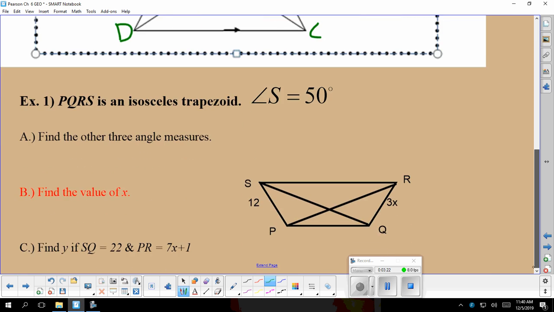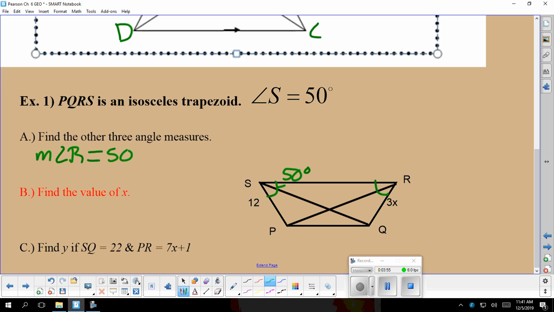So PQRS is an isosceles trapezoid. The measure of angle S is 50 degrees. Find the other three angle measures. Okay? So isosceles trapezoid, we know base angles are the same. So R also has to be 50. And then P and Q.